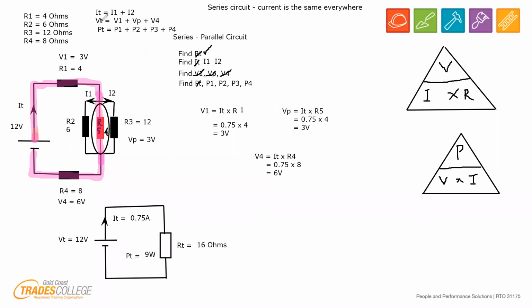But now we have the VT one up here that we can try to see if we've got it right, okay? So at this point here, I can say that VT should equal V1 plus VP plus V4. 12 equals, what do we have? 3 plus 3 is 6 plus 6 at V4 is 12. All right, so our voltage drops there have all worked out, and we're happy with that.